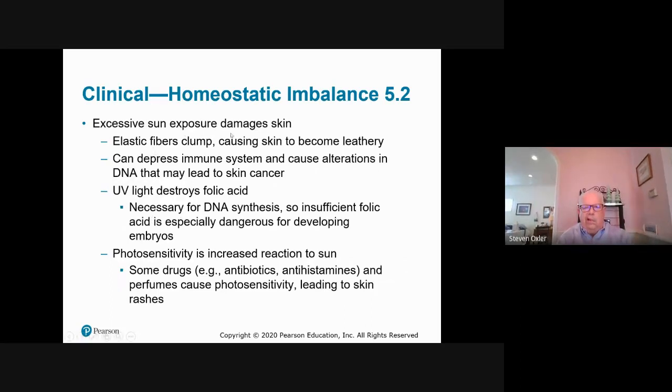The sun certainly will damage your skin. Okay? The sun will damage your skin. It can depress the immune system and cause alterations in DNA to lead to skin cancer. Ultraviolet light destroys folic acid, which is necessary in DNA synthesis. There are also some drugs which will make you photosensitive to certain things. Certain antibiotics, certain antihistamines can certainly lead to skin rashes.